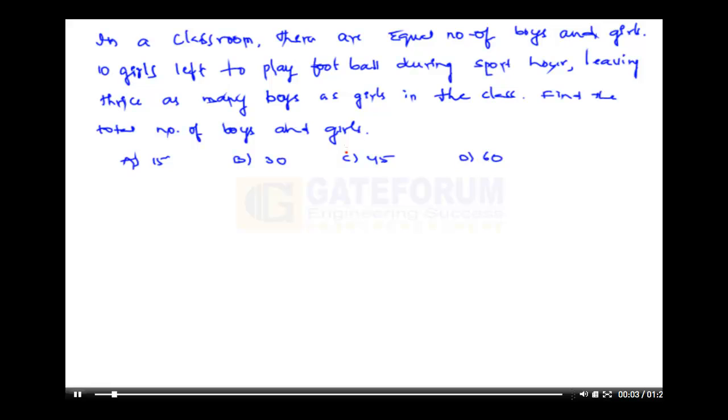Given that there are an equal number of boys and girls, let the number of boys and girls be equal, so we can take it as x. Now what is given? 10 girls are left to play football during the sports hour, leaving thrice as many boys as girls in the class.